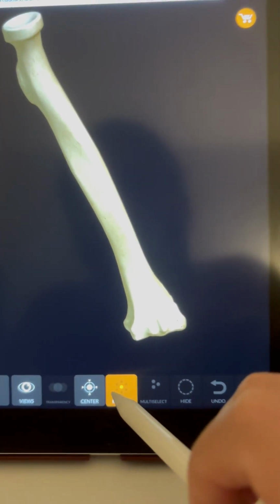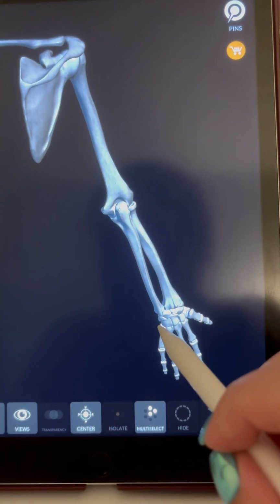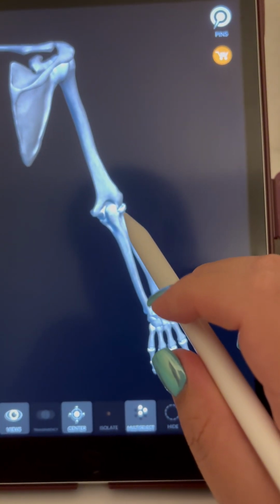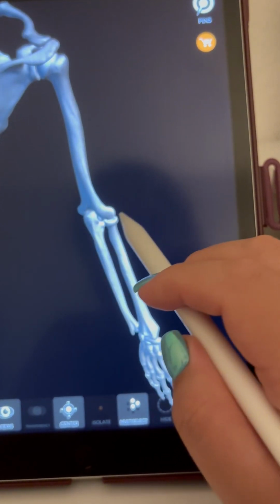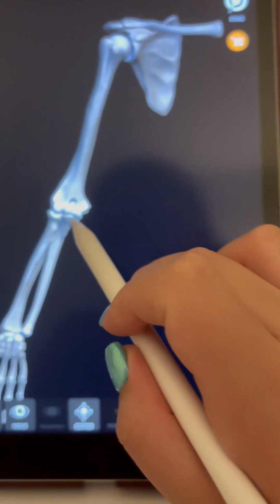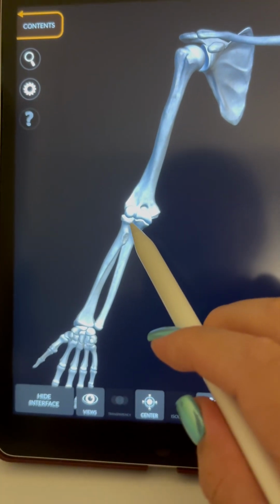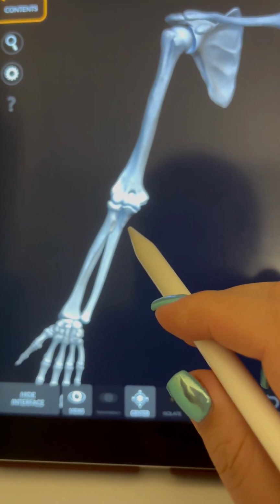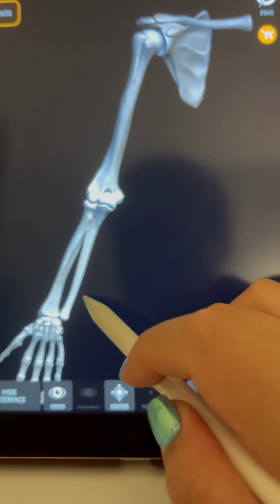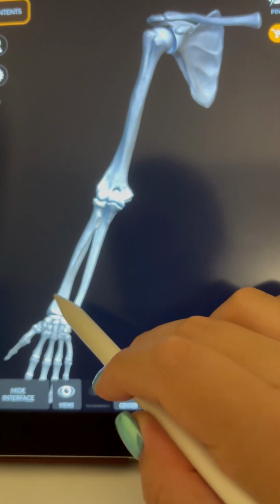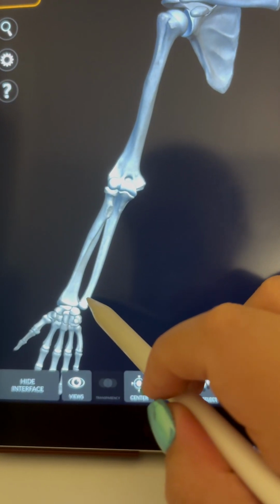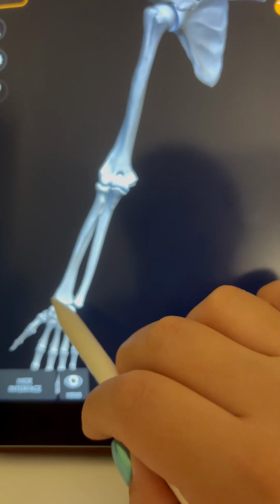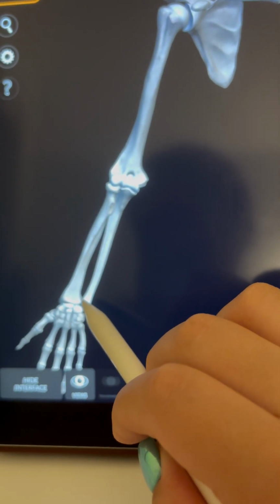Some common injuries, especially in children, are that the ulna and the radius disarticulate from the humerus. Right here, they disarticulate from the humerus, and that's called a separated elbow. It's most commonly seen in children. A broken wrist is when there are fractures of the ulna and the radius, especially when you reach at an angle.